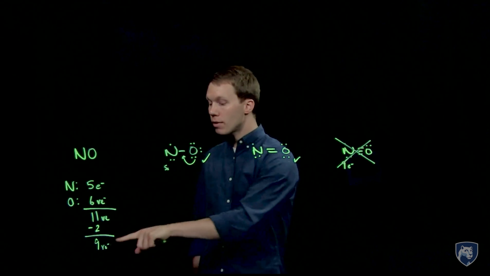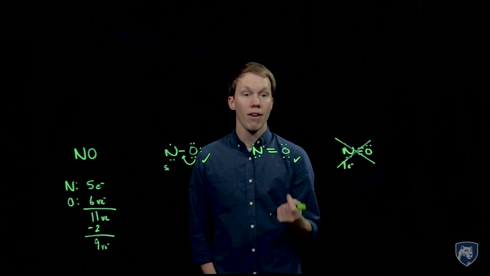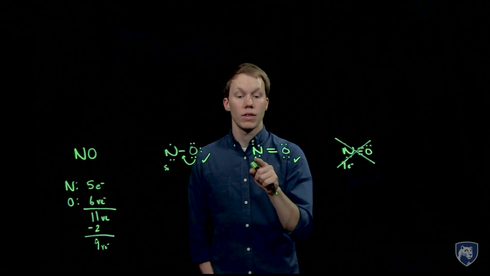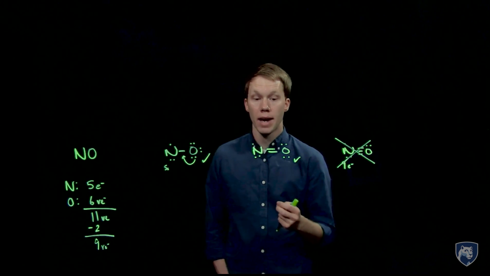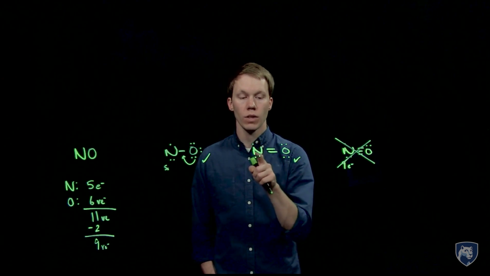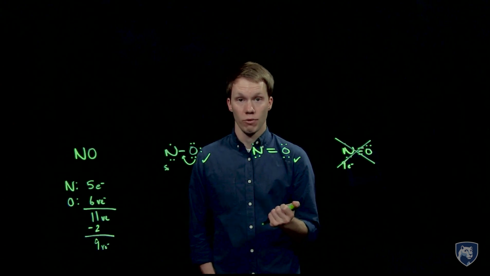We have an odd number of electrons to start, 11, so we aren't going to be able to pair up all of those electrons. And so this is an example of what we call a radical. And a radical is an unpaired electron. So this will be a type of exception to the octet rule.